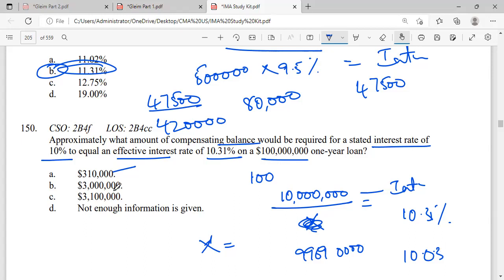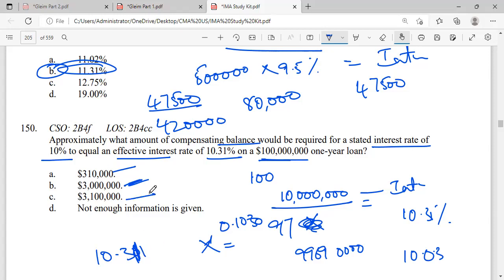Let us just see, suppose I take 3 million, then this will become 97 million. 100 minus 3 million is 97 million. So what I can do, 10 divided by 97 is equal to 0.1030, or you can even say 10.30, or 10.31 also you can go, because 10.309 is coming. So I can just go 10.31.